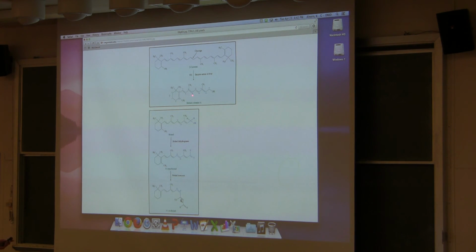There's also an acid form. It's called retinoic acid. That is, if we take that aldehyde and we oxidize it to a carboxylic acid, we create retinoic acid. And retinoic acid plays roles in cellular differentiation.